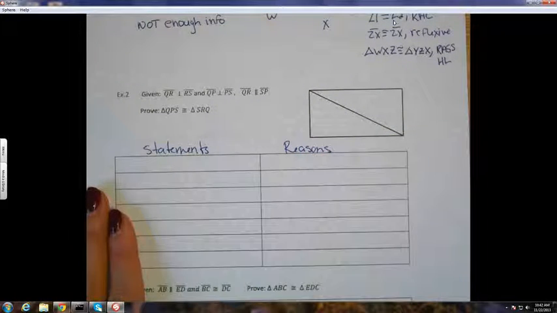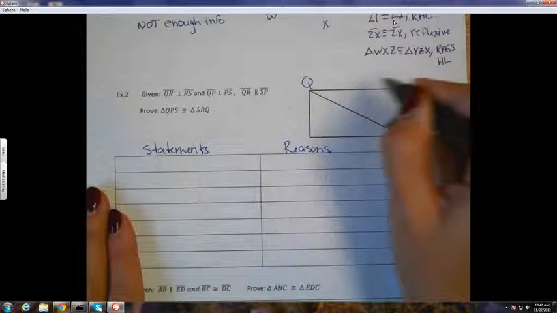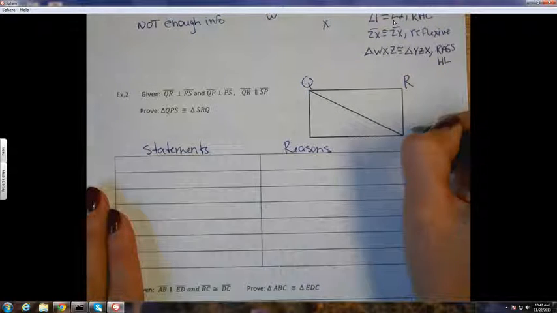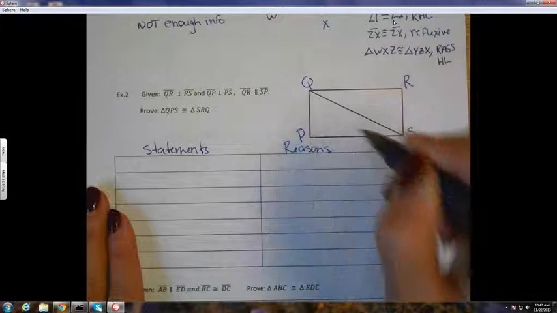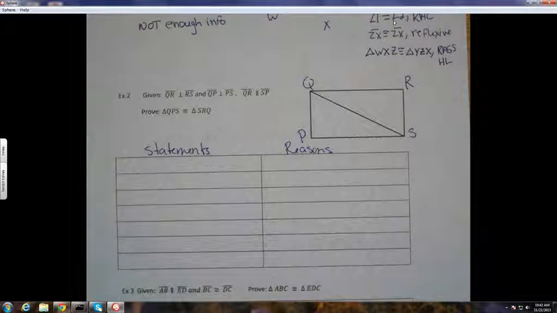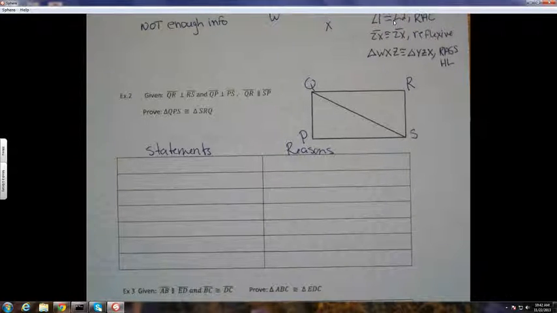Alright, we need some letters here. Q, R, S, and P. A proof. And we're kind of talking like proofs all the way through this stuff, so the proofs should be getting a little bit better for you. Okay, that's okay. What do we start with? Given. So go to the given.